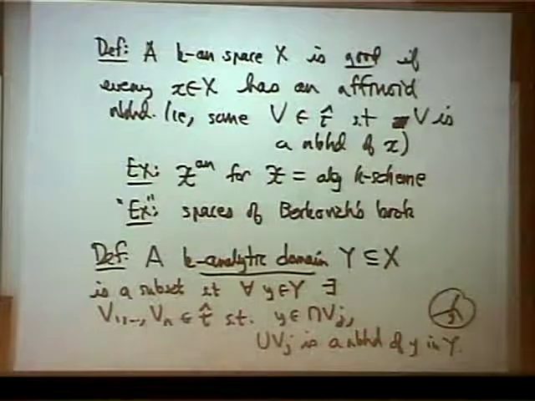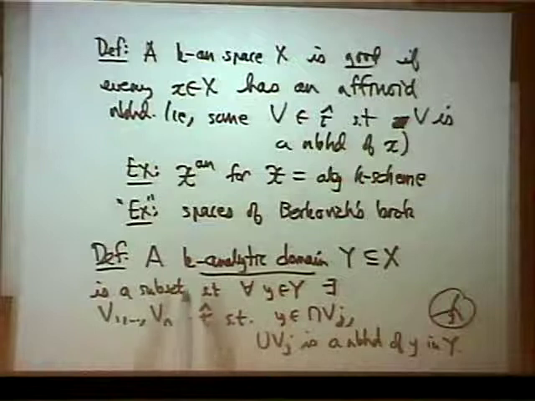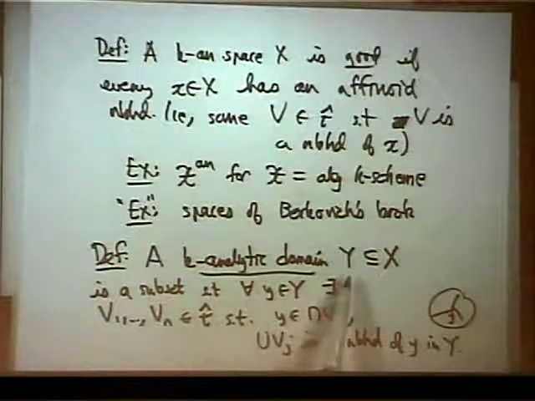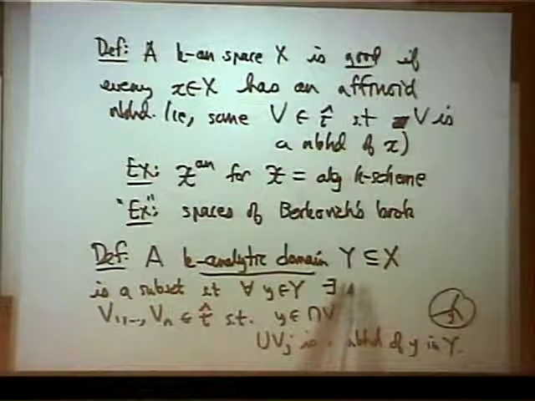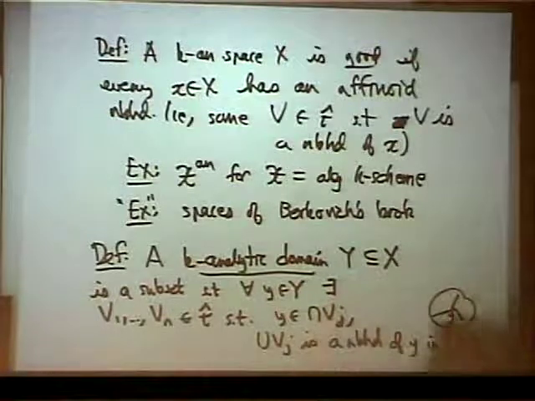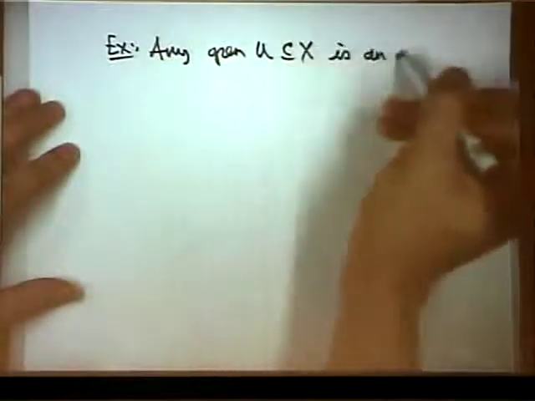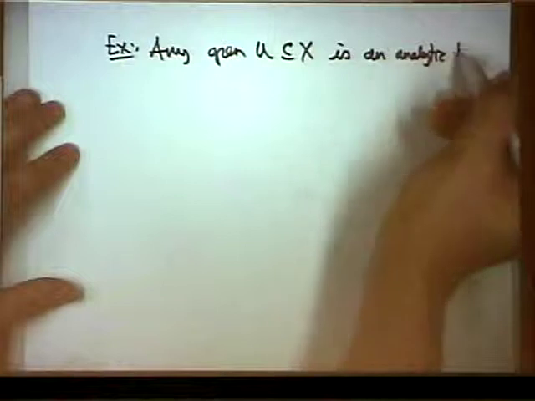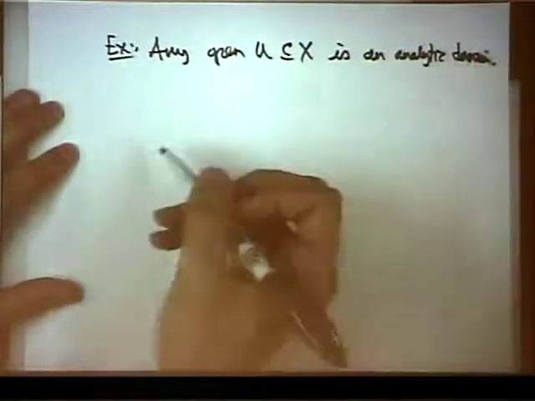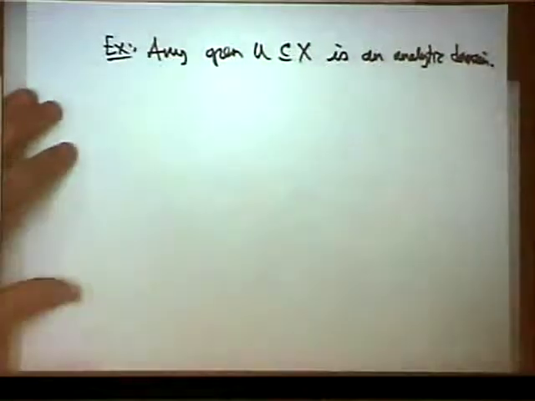So this is an analytic domain, and the point is, not surprisingly, analytic domains are the kinds of subsets which we can endow with analytic structure, by using the members of the atlas that sit inside of that analytic domain. So for example, any open subset U in X is an analytic domain, but there are also plenty of closed analytic domains.